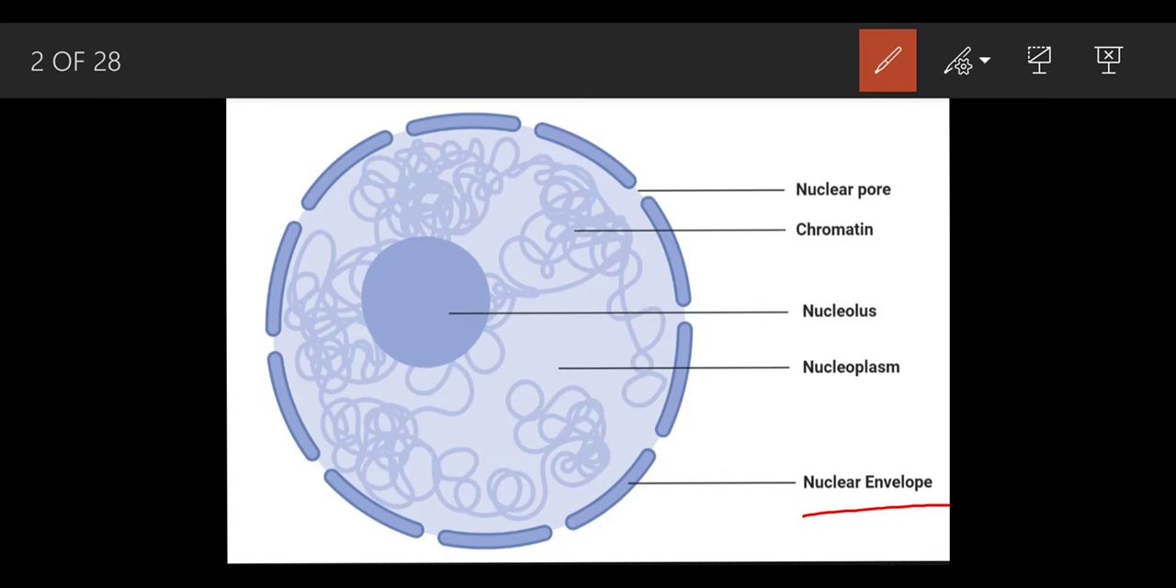Inside the nucleus, as inside a cell there is cytoplasm, we have a nucleoplasm. Inside the nucleus is another structure called the nucleolus. Inside this nucleus there are thread like structures known as chromatin, which we are going to learn in detail in this chapter. And there is a gap in the nuclear envelope which is called the nuclear pore. Pore means the gap. This is a gap.